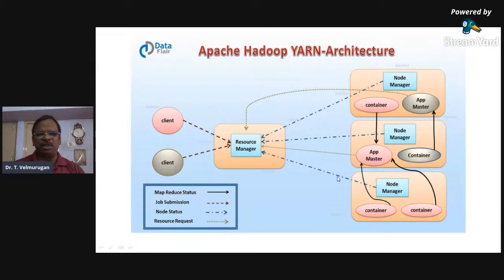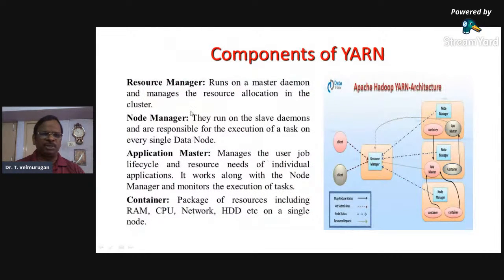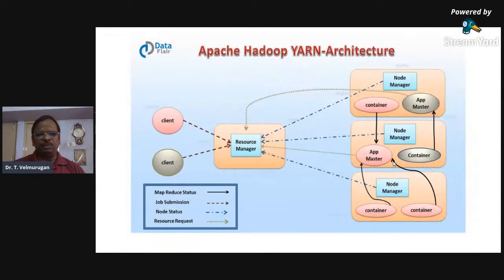These four are the various components: resource manager, node manager, application manager, container. These four are the very famous components available in YARN. What is the use of all these four components? You can read it out very well.